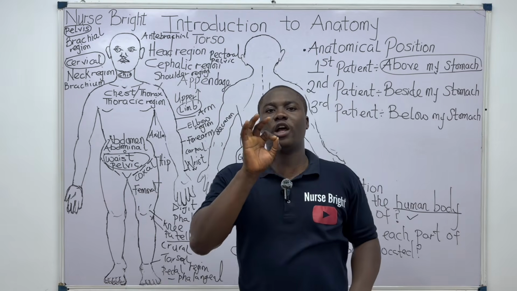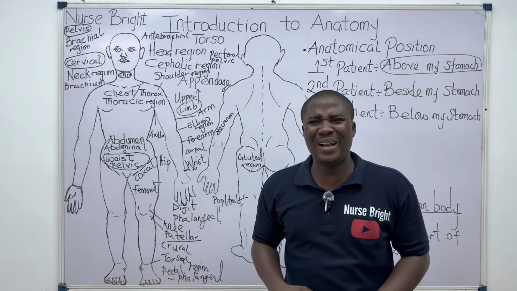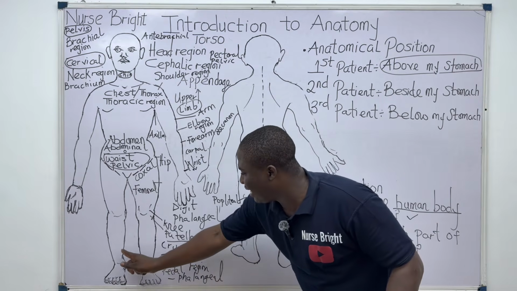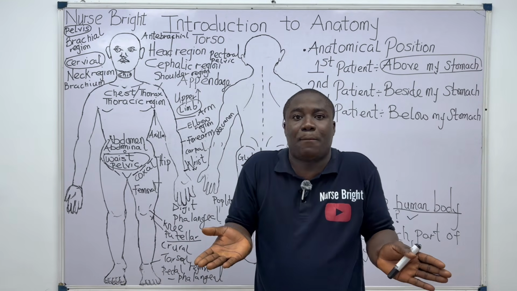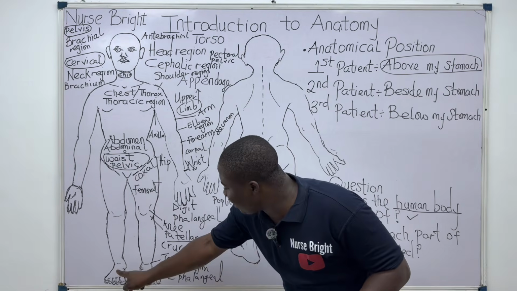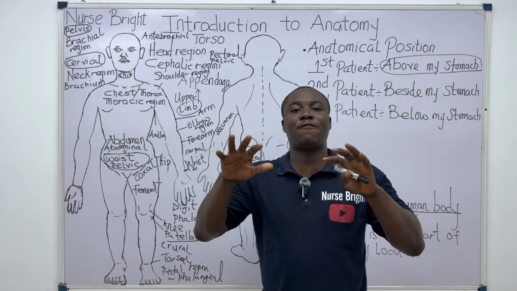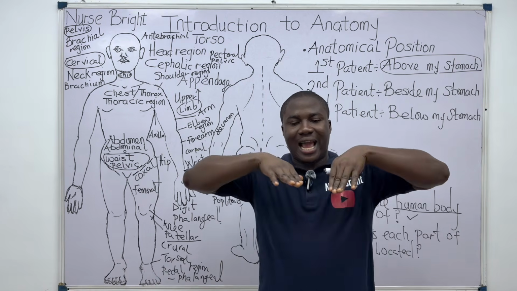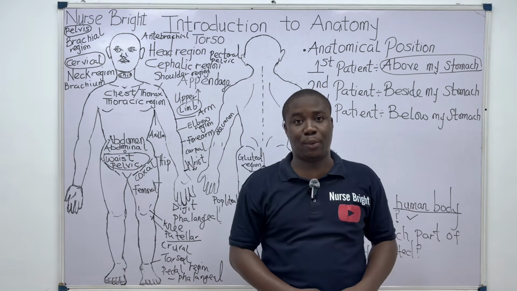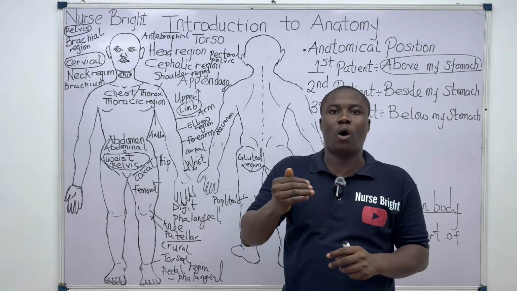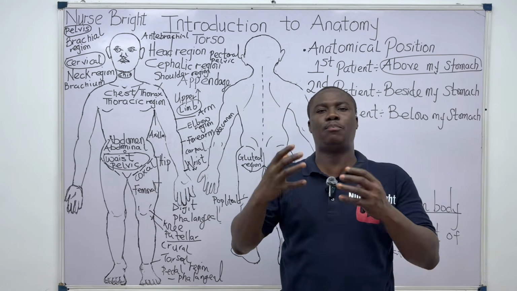Moving further, for the lower limbs, they are placed together or slightly apart. You can see now, they are placed together or slightly apart. All these things are essential. And the feet are flat on the ground and directed forward, not like this. They are directed forward. So all these said are what we call the anatomical position.